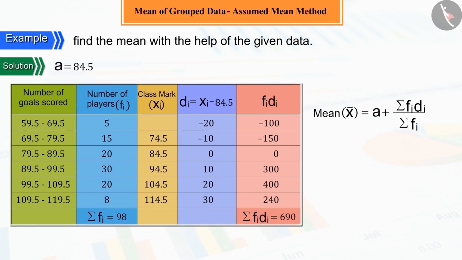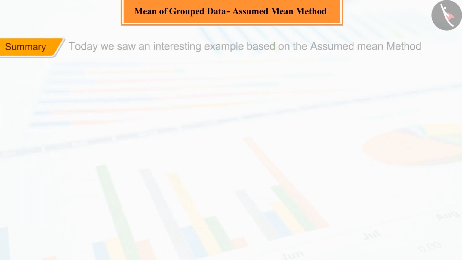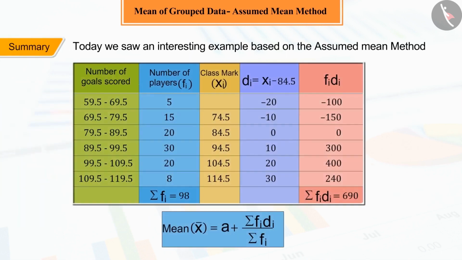On putting the values of assumed mean A, summation fi di and summation fi in the formula of assumed mean method and solving, the value of mean, that is, x bar, is obtained as 91.54. Hence, we can say that the mean of the goals scored is 91.54. So hope you must have understood the assumed mean method of finding the mean.